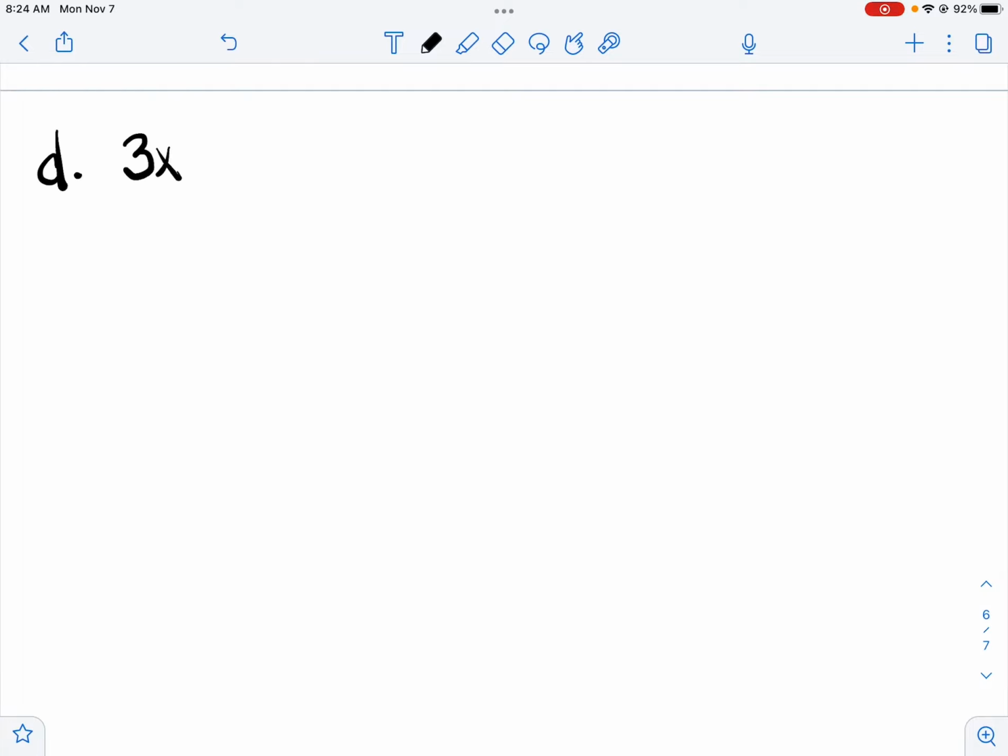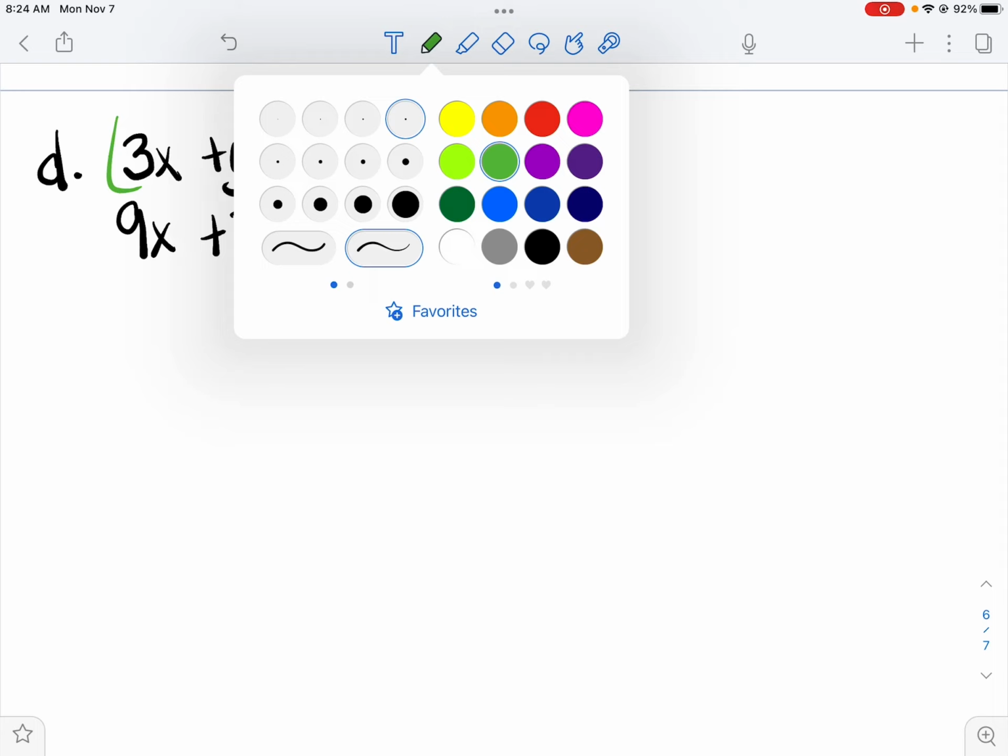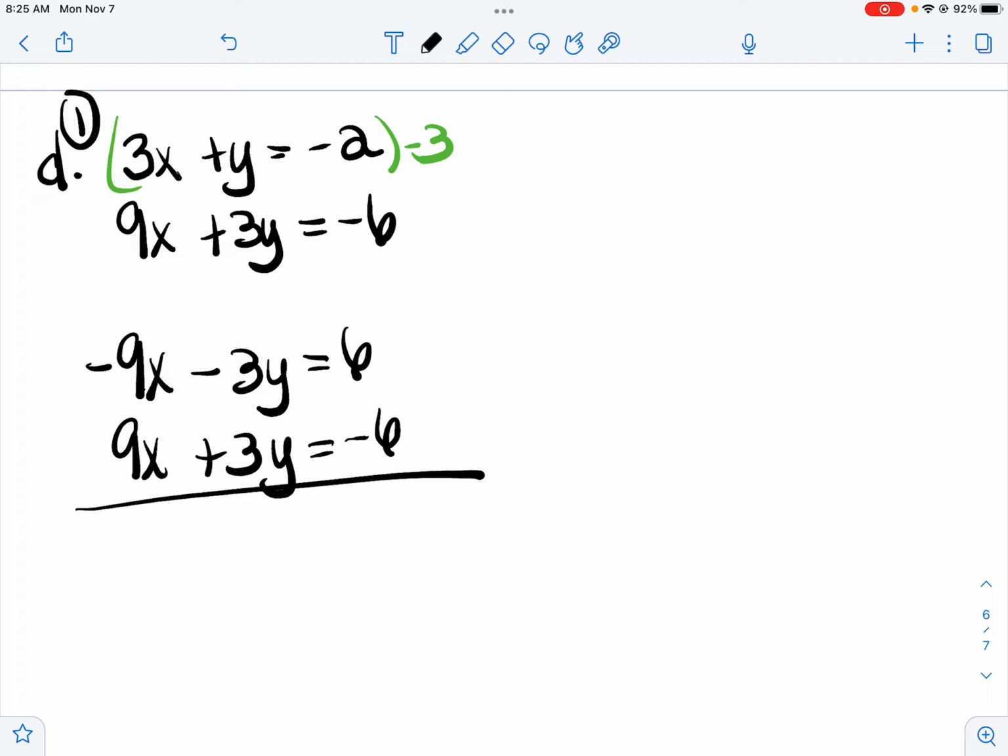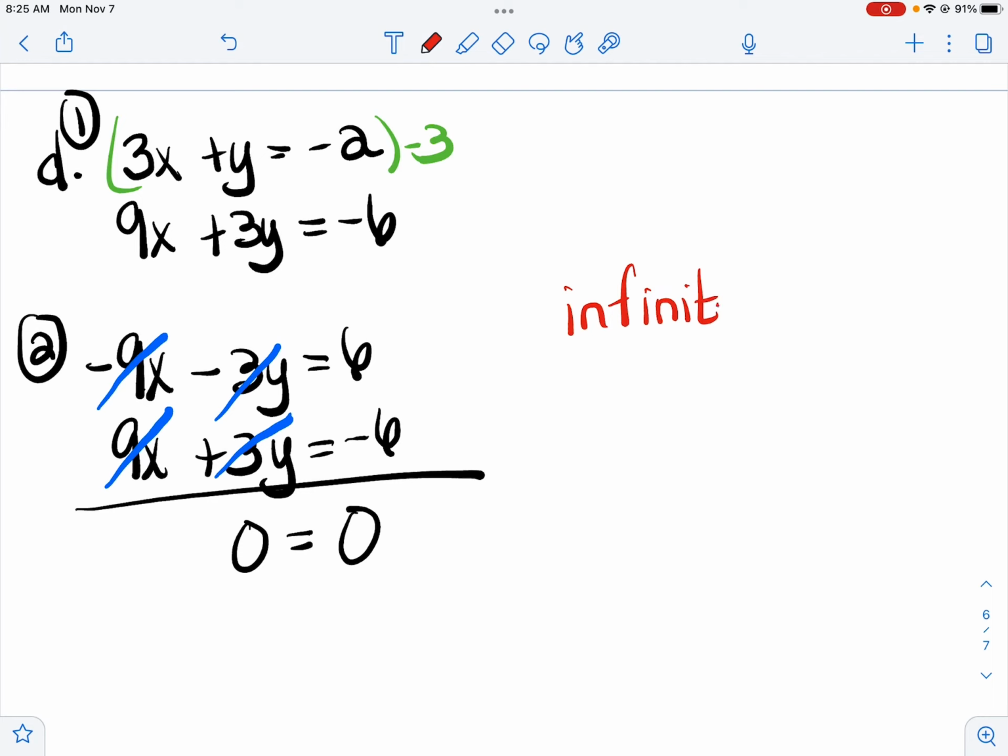Last, let's look at part D. I can eliminate x or y. To eliminate x, I would need to multiply the top equation by -3. When I distribute that -3, I get -9x minus 3y equals +6. Bring down that second equation, and then add your two equations, and notice again that the x's cancel as well as the y's, and that leaves us with 0 on the left side and 0 on the right side. Now, rather than saying that this one has all real numbers as our answer, we say that this one has infinitely many solutions.